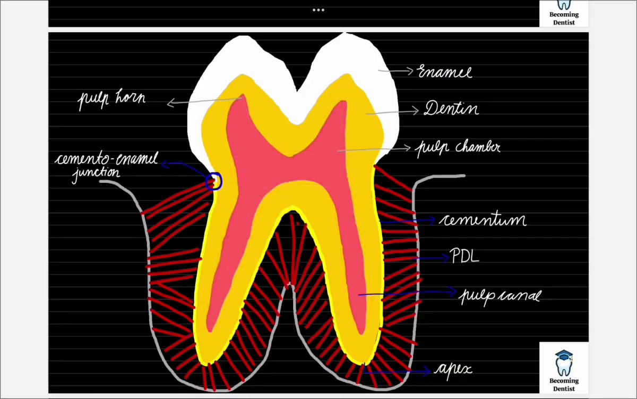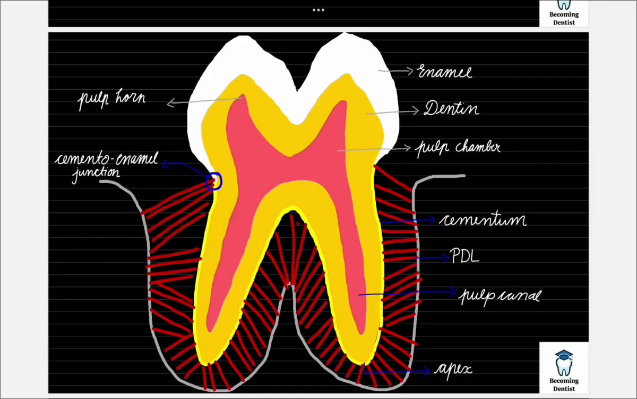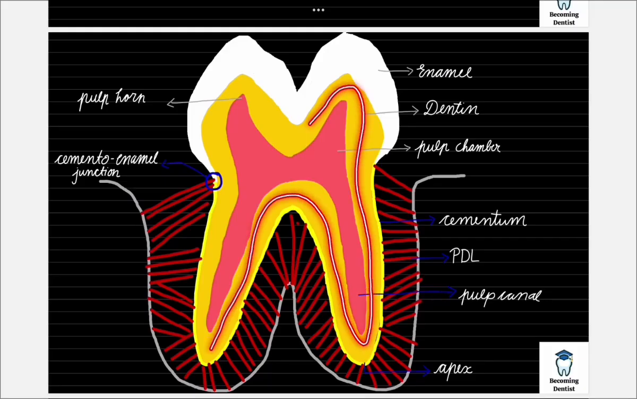Now sometimes extra canals can also be present extending from the pulp. These are called the accessory canals. Now outside of the pulp, the yellow structure that you can see is called the dentine. Outside the pulp we have the dentine, which is also present in the crown as well as the root.